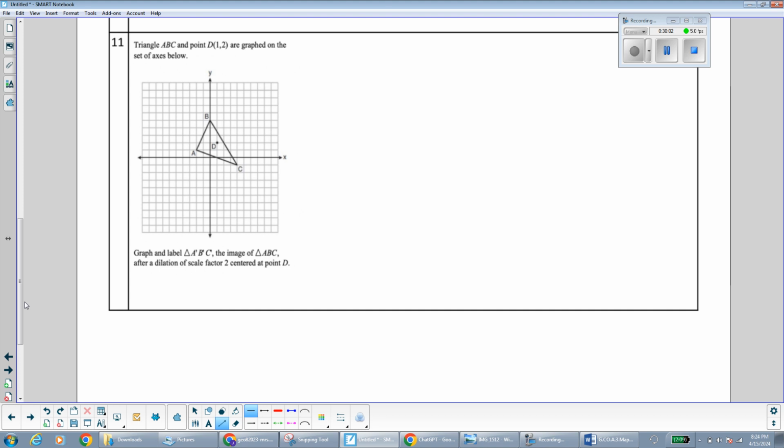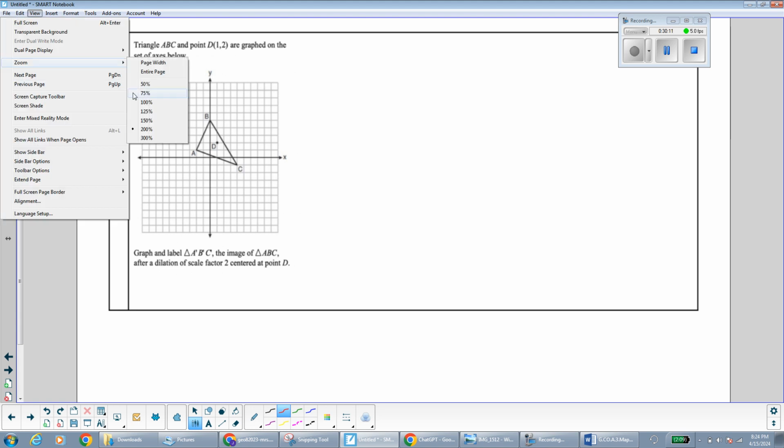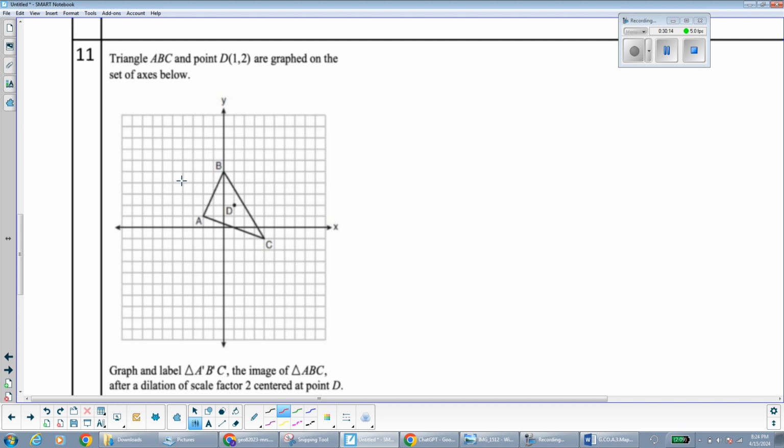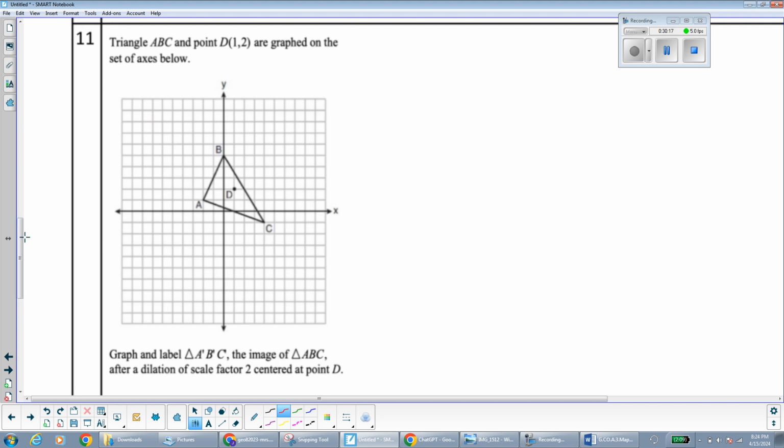Over here in number 11, we are dilating by a scale factor of 2 centered at point D. So remember, when we dilate by a scale factor that's greater than 1, we're increasing the distance that the point is away from the center of dilation. So if the center of dilation is D, I'm going to count how many spaces, for example, point C is from point D. 1, 2, 3 over and 3 down. And now I'm going to double this distance away from the center. 1, 2, 3, 1, 2, 3. And that's where point C prime should go.